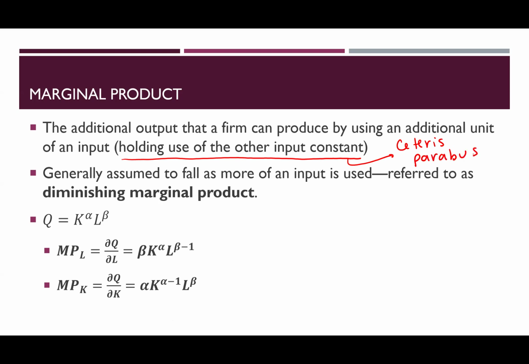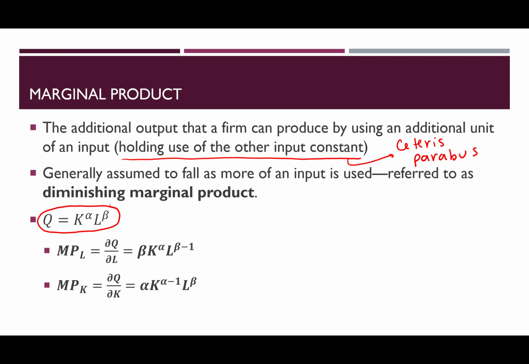Okay. Generally, we assume, like I mentioned in the first video, that as more of an input is used, the increase of output is less. So this is what we call diminishing marginal product. Our first person we hire to work for us is assumed to be more productive than the 10th person hired, right? And it has to do with how we conceive of our production function, right?